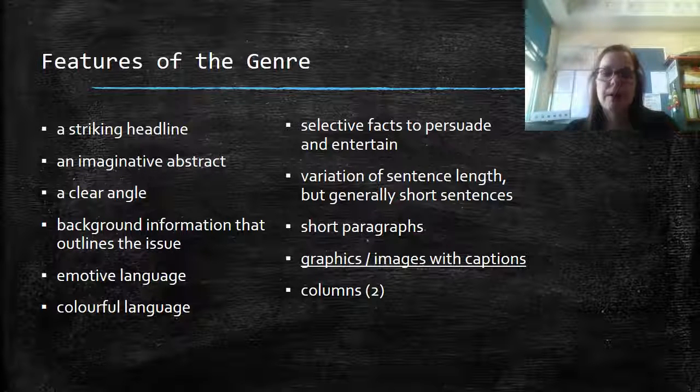We've got our short paragraphs. You must have a graphic with a caption. We're not drawing it, a simple box and then writing a caption underneath, and you need to write it in 2 columns. If you have any questions, ask your classroom teacher.